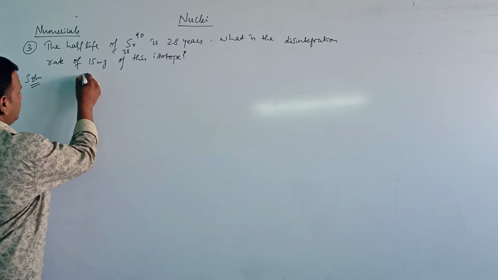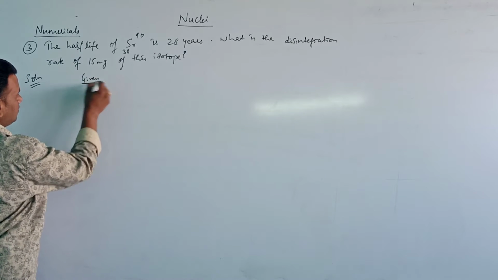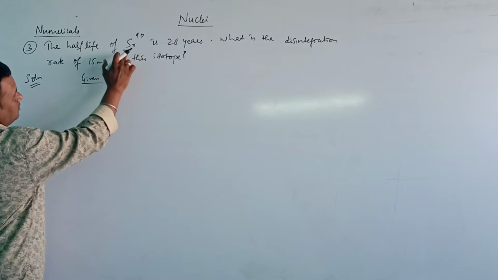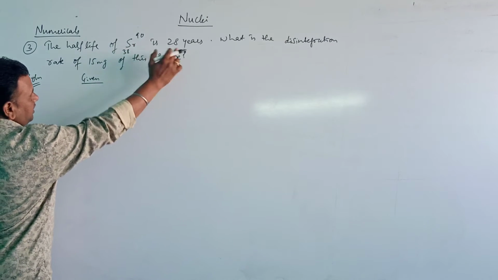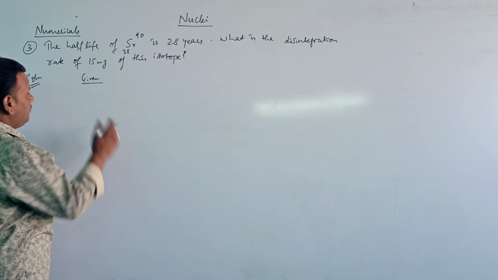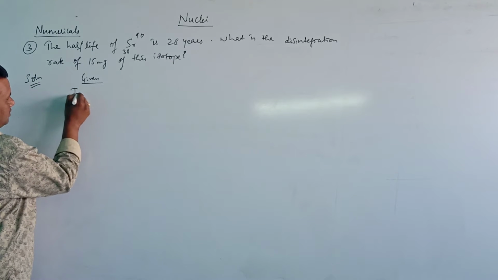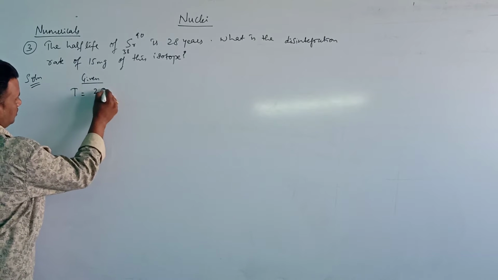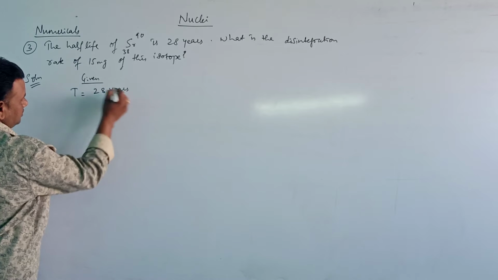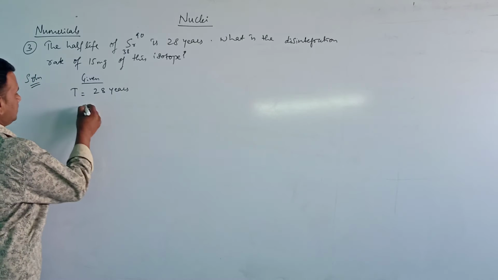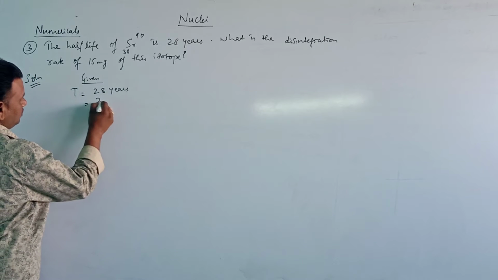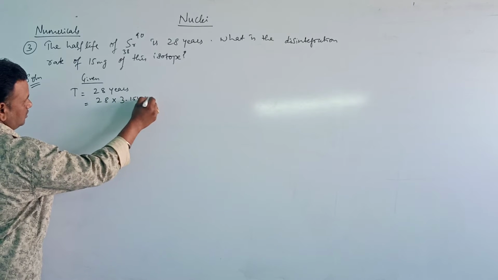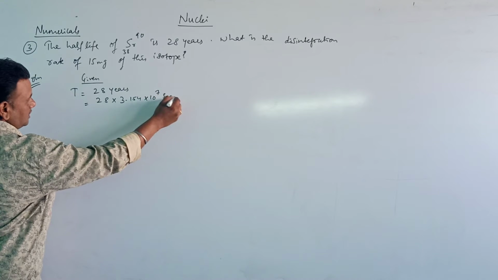Let us first write the given data. The question says that the half-life of strontium 90-38 is 28 years. Half-life is denoted by capital T, that is 28 years, which can also be written in seconds as 28 into 3.154 into 10 to the power 7 seconds.